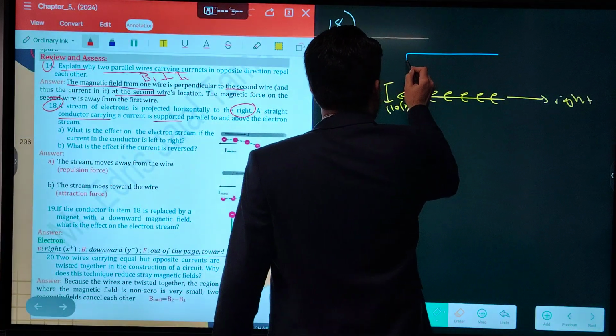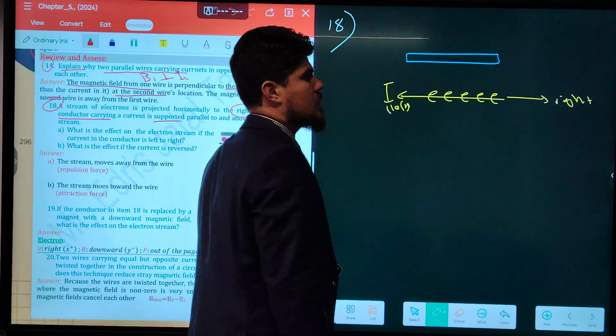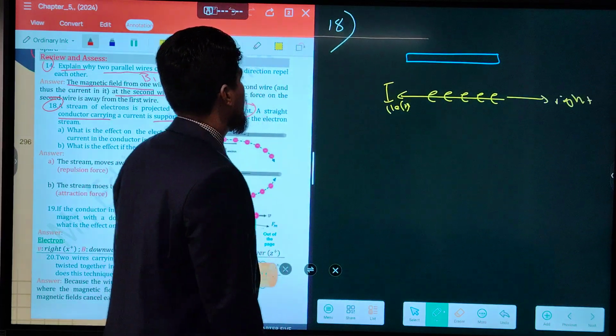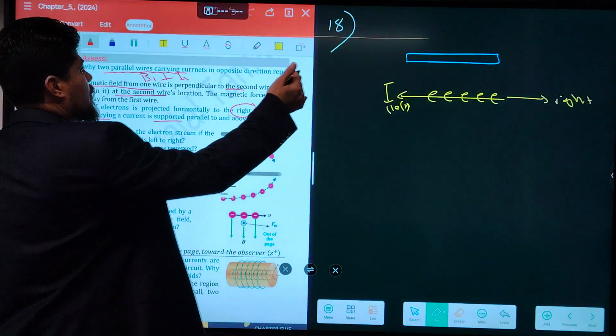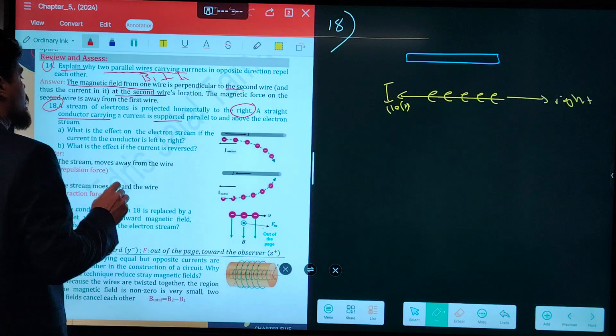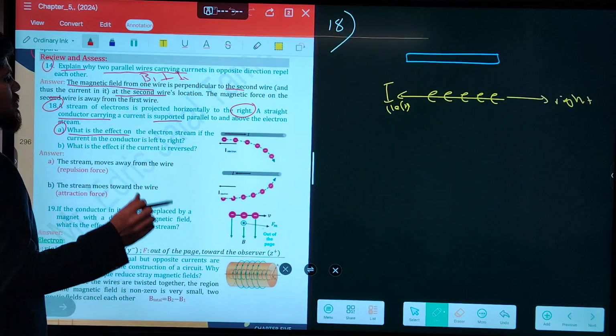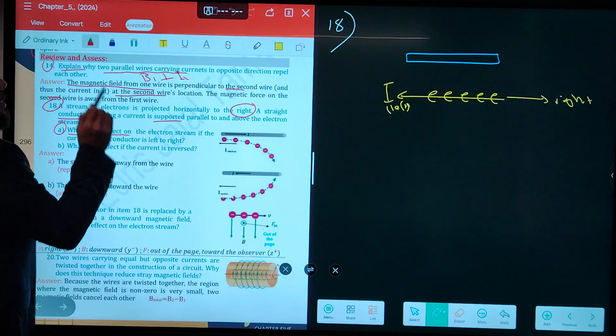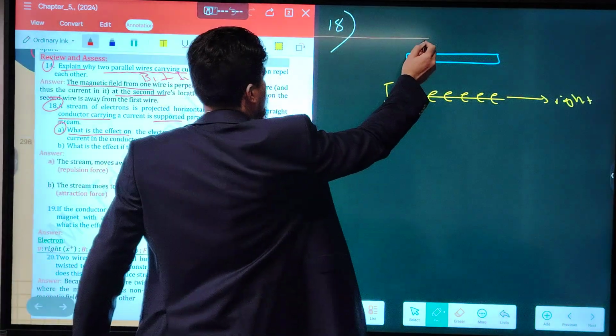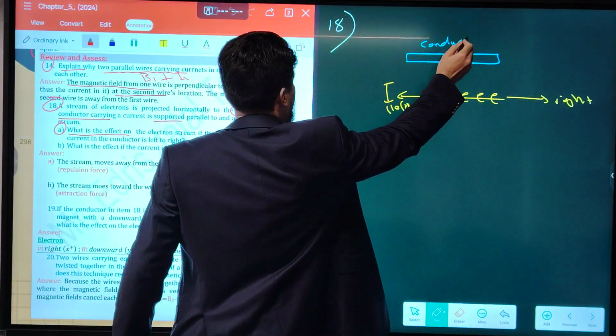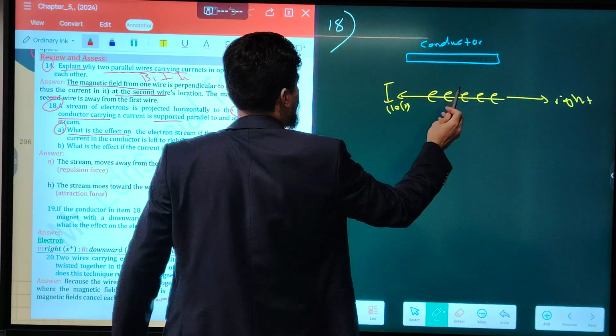We have a straight conductor above the electrons. We have a current carrying in the conductor above this stream of electrons. We have two branches here. What is the effect on the electron stream if the current in the conductor, this is the conductor, and this is the stream of electrons.